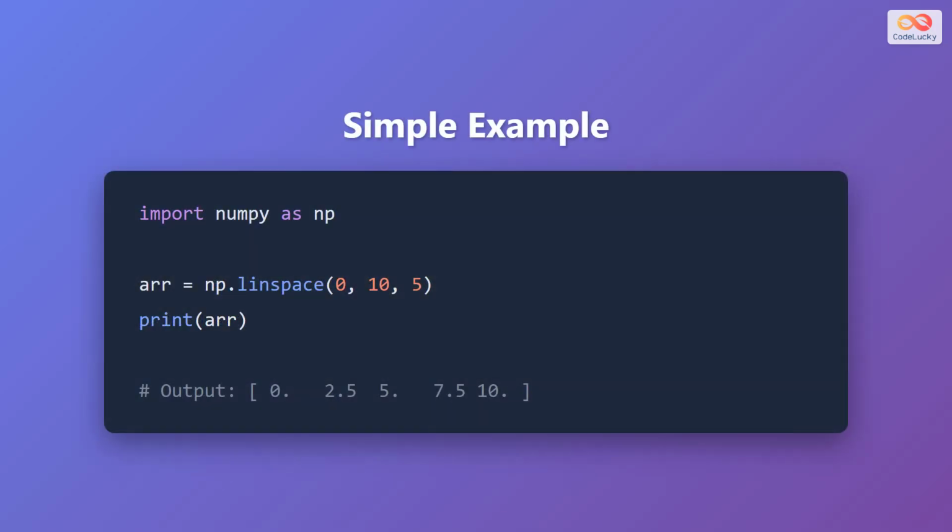Here's a practical example. We import numpy as np, then create an array using np.linspace with 0 as the start, 10 as the stop, and 5 as the number of elements. When we print this array, we get 0, 2.5, 5, 7.5, and 10. Notice how NumPy automatically calculated the spacing of 2.5 between consecutive values to fit exactly 5 numbers from 0 to 10.